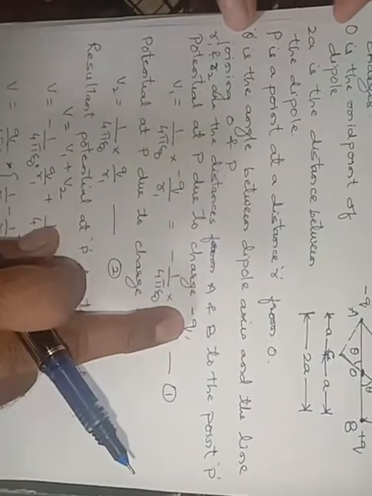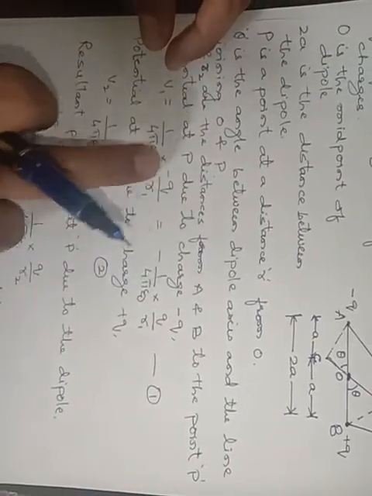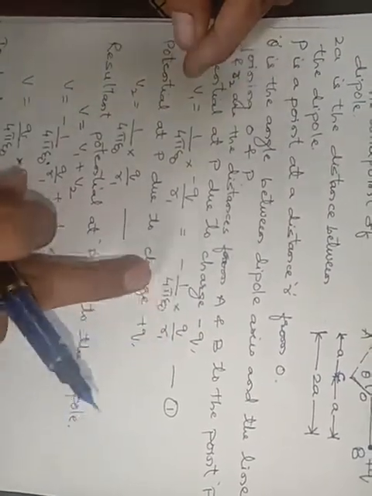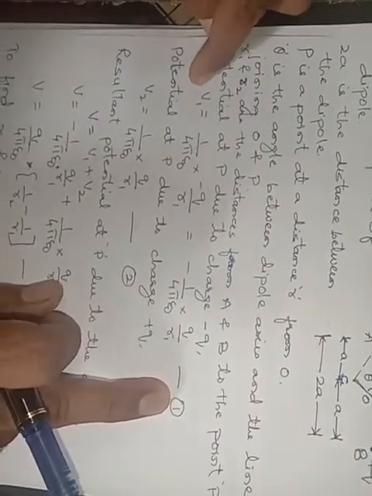So now the potential at P due to the charge minus Q. What is the formula? V1 is equal to 1 by 4 pi epsilon naught Q by r. But Q is minus, so the formula will become V1 is equal to minus 1 by 4 pi epsilon naught Q by R1. This is the first part of the derivation, that is V1.